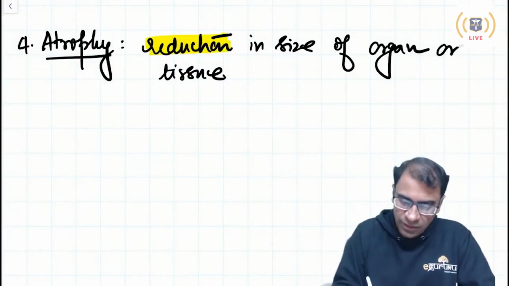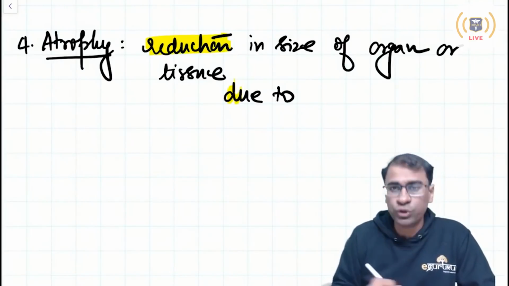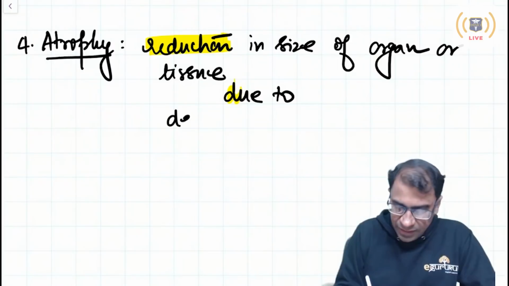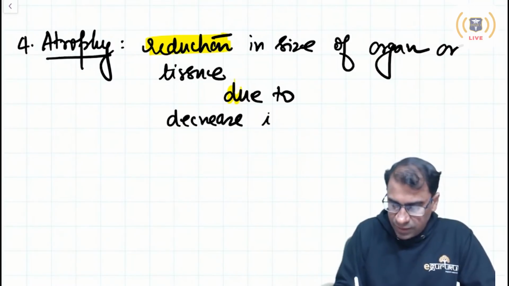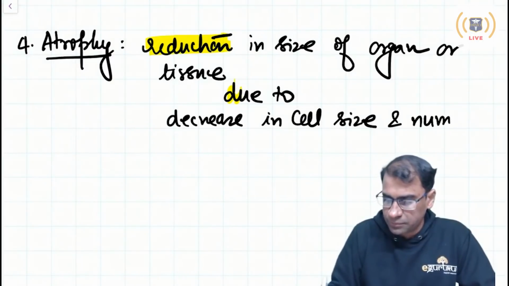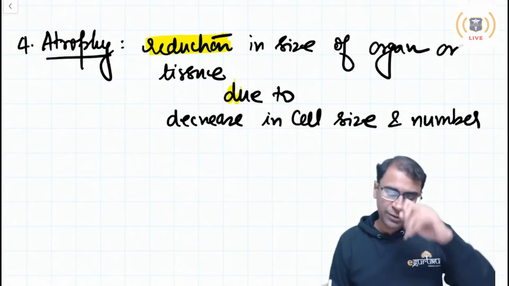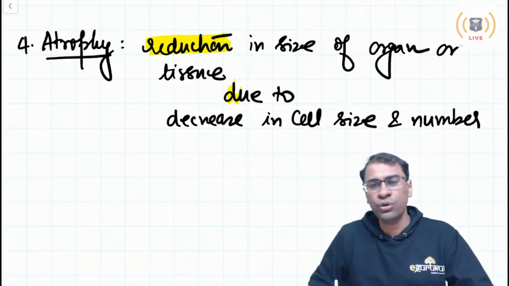And why is it happening? Due to a decrease in cell size and number. So because the cell size and number have reduced, the size of the organ has also reduced.